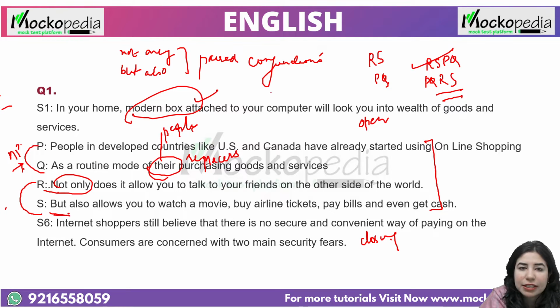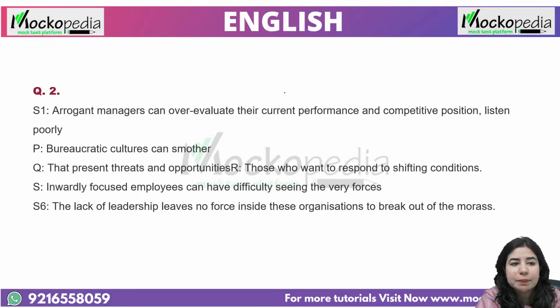So the correct answer is you place statement 1, then you place RS, then you place PQ, and then you place statement 6, right? So this is how this set will be sorted, right? I hope you are clear. Let's move to the next question. Again, I'll give you a minute. Please try this. The directions remain to be the same.